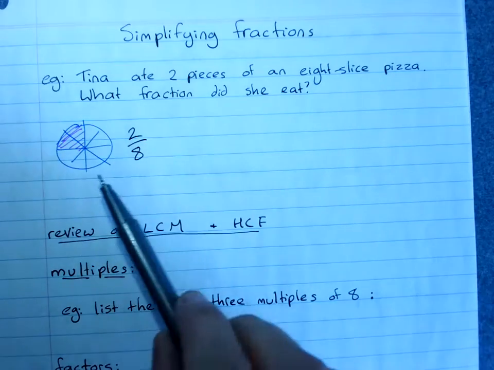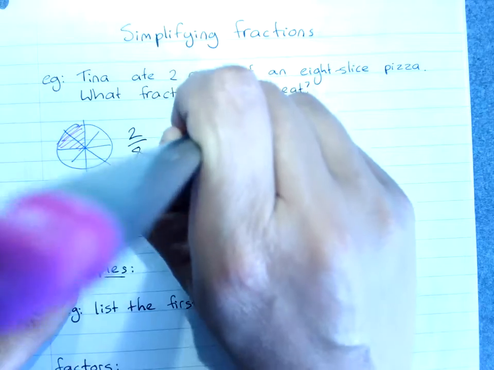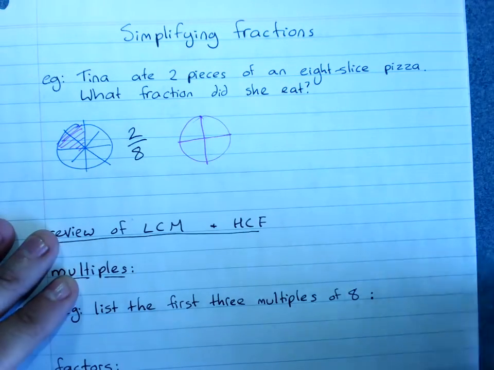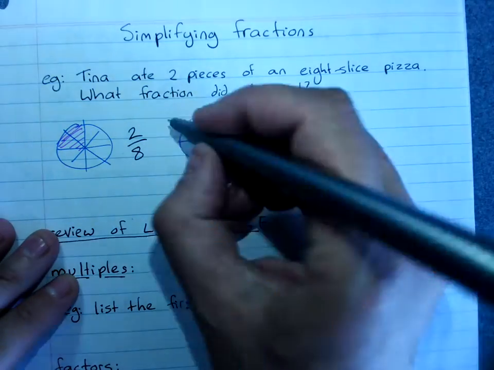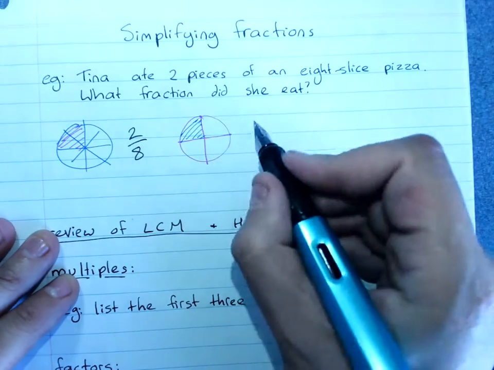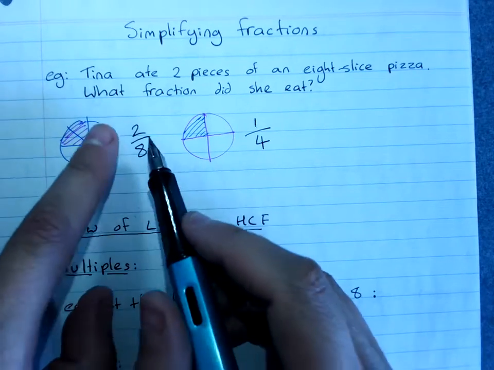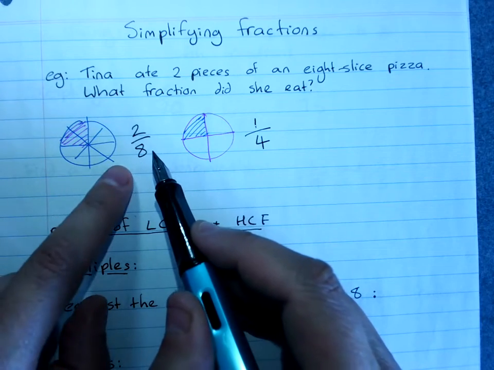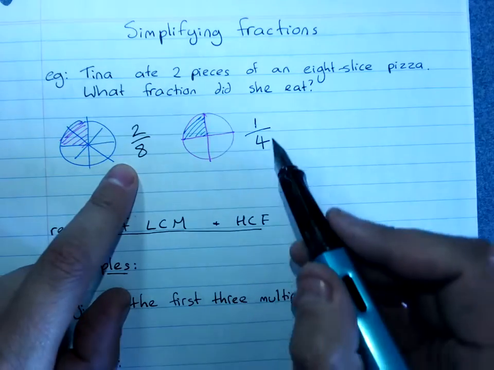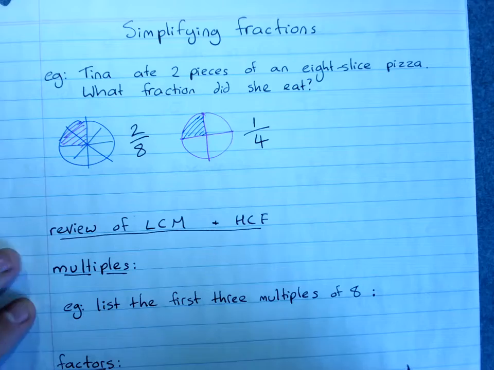Simplifying fractions is saying, well, what if actually our denominator was smaller? What if we'd only cut it up into 4 pieces? She would have eaten 1 piece of that, which is 1 out of 4. So it's basically saying, can we divide both the numerator and the denominator by a common factor to simplify our fraction so it's got the smallest possible whole numbers or integers?